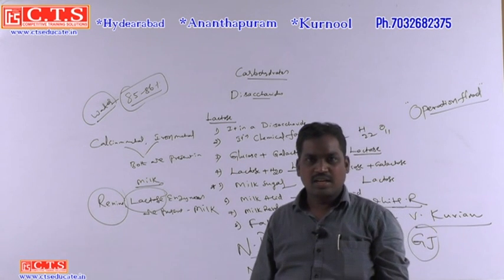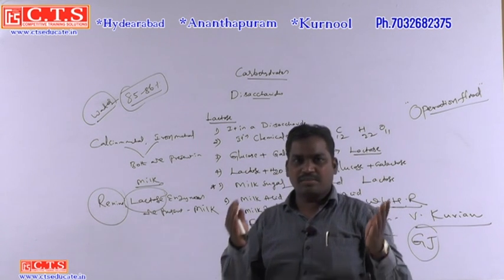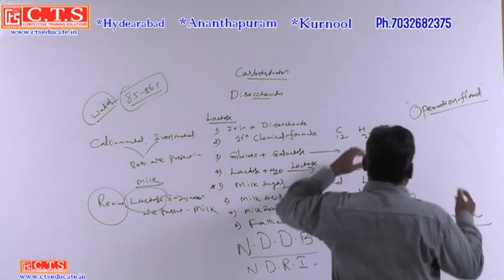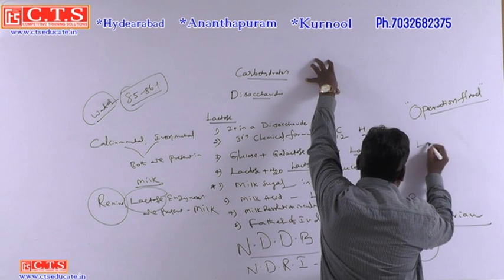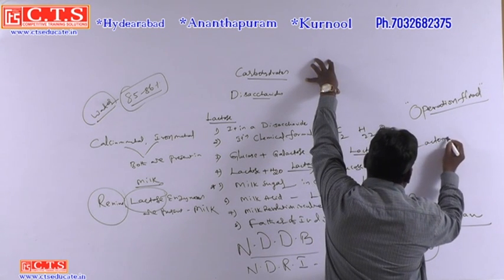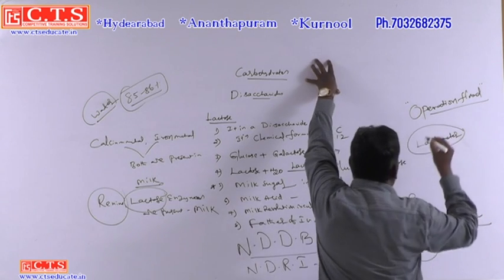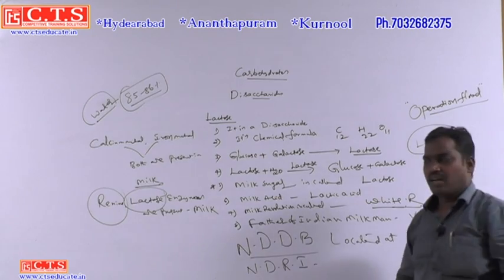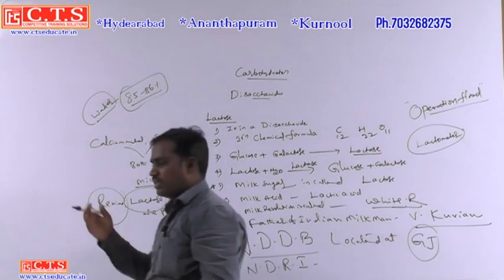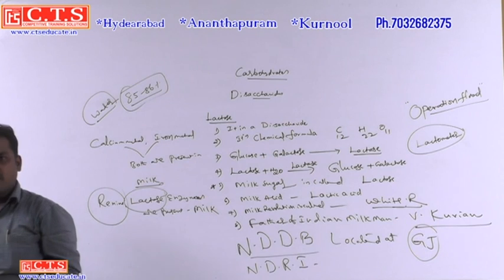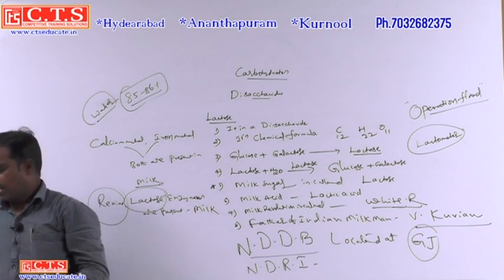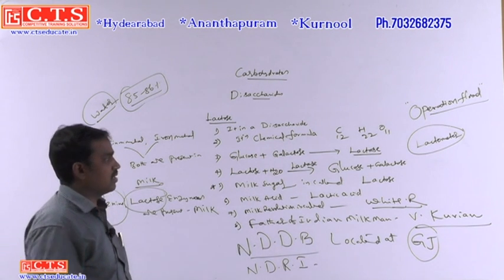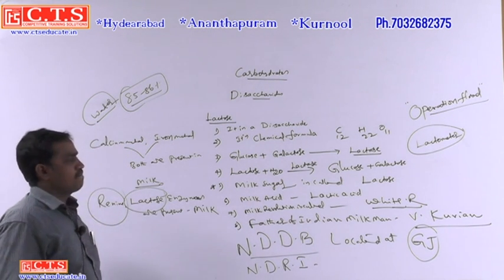Next one is purity of milk is measured by lactometer. Purification of milk is measured by lactometer. It is a common competitive exam bit. Milk purity or purification of milk is measured by lactometer.